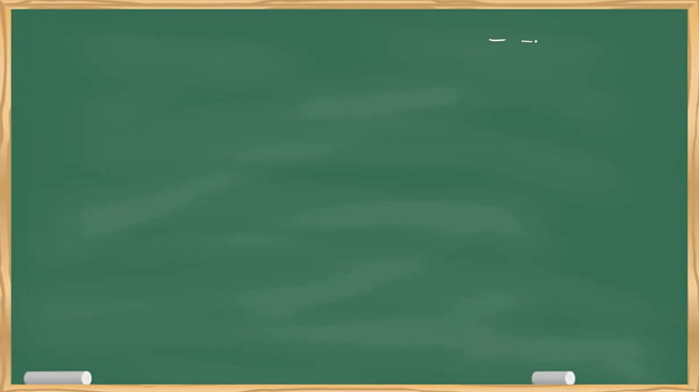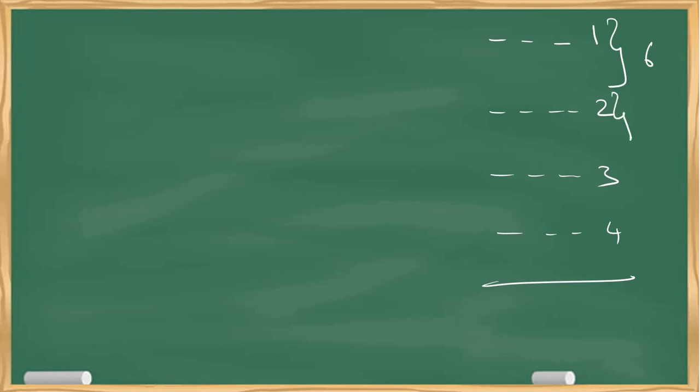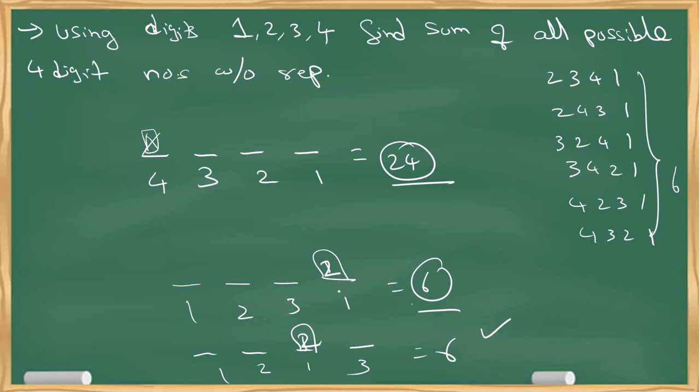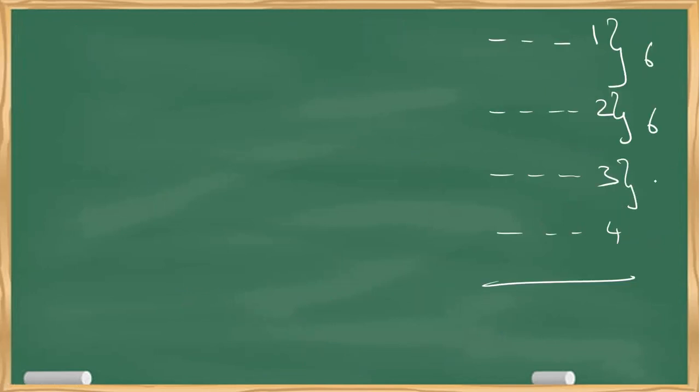That means there will be 4-digit numbers: 1s, 2s, 3s, 4s. So how many ones will be there? 6 ones, correct? Yes or no? How many twos? 6 twos. How I got 6 here I have done. So same thing, instead of 1 write 2s, you will get the same possibility. How many 3s? 6 3s. How many 4s? 6 4s. So what do we get?